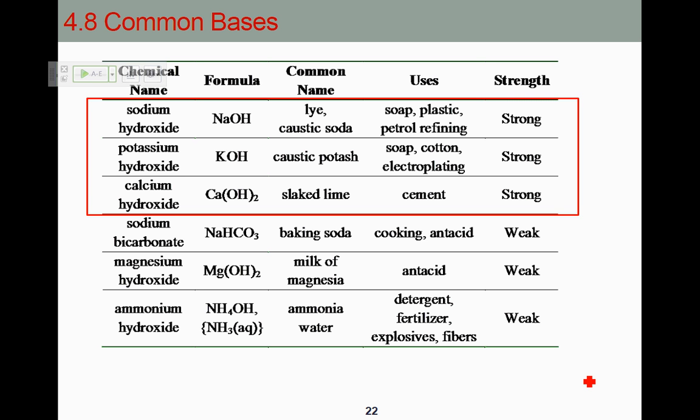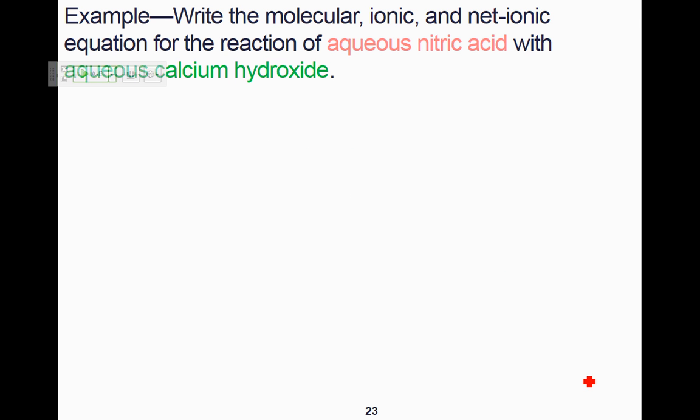So we use these in all kinds of things, like lye. You'll see it in a lot of cleaning supplies and drain cleaners, things like that. So let's look at an example. In this example, we are writing the molecular equation as our full equation, our ionic equation as our full ionic equation, and our net ionic equation, which should be H plus OH minus gives us water. That should be it. So because we're doing an acid-base reaction, we're using aqueous nitric acid and aqueous calcium hydroxide.